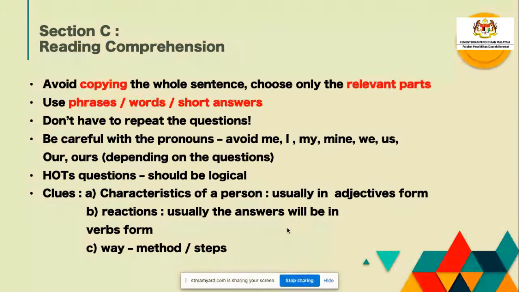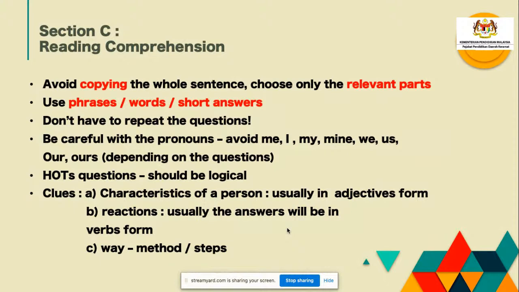Usually if the question is about a characteristic of a person, the answer will usually be in the form of an adjective. If the question is asking for your reactions, usually the answers will be in the form of verbs. Like 2017, right? What was the reaction of Johnny's friends? Shock, he was shocked. So that's a reaction. So shock itself is a verb, okay?